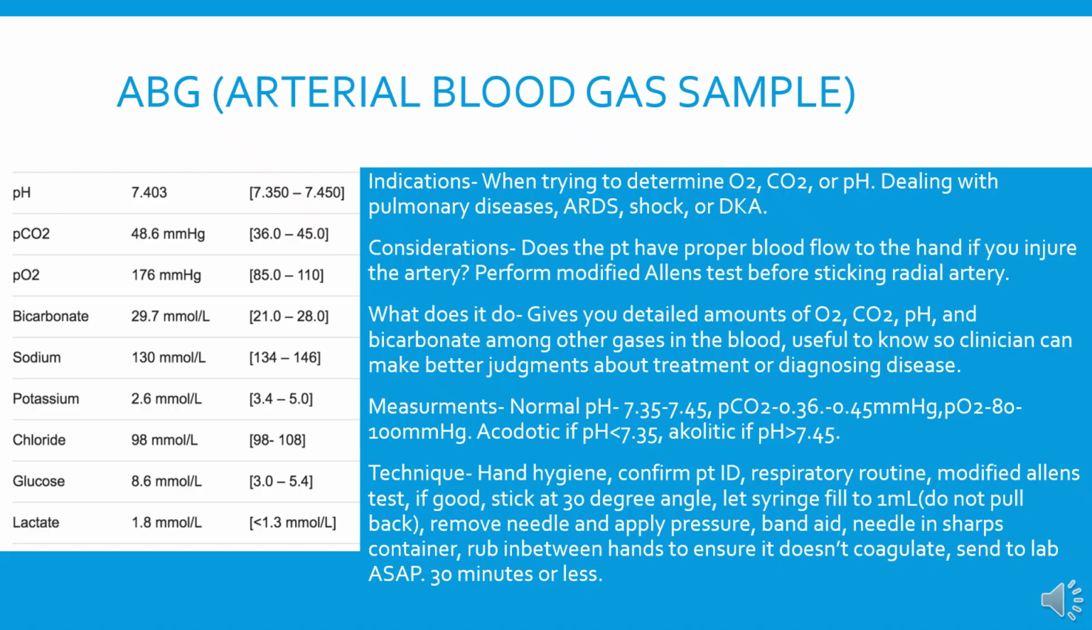Measurements: normal pH 7.35 to 7.45. PCO2 is 35 to 45, and then PO2 is 80 to 100. Is acidotic if pH is less than 7.35 and alkalotic if pH is greater than 7.45.